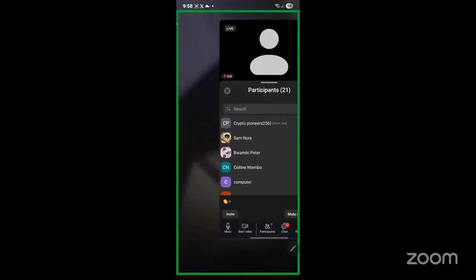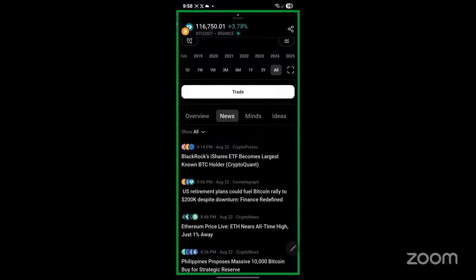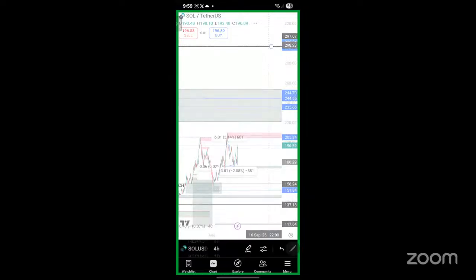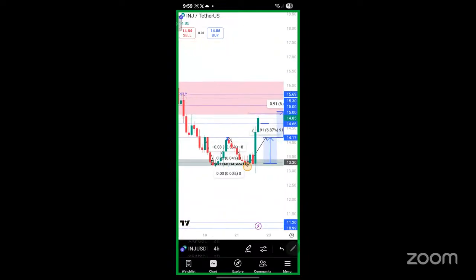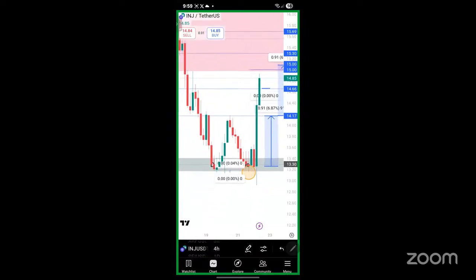And you can even go to your trading if you like. Which coin was it? It was Injective. And here in Injective is the double bottom. How do you draw it? Draw your double bottom.